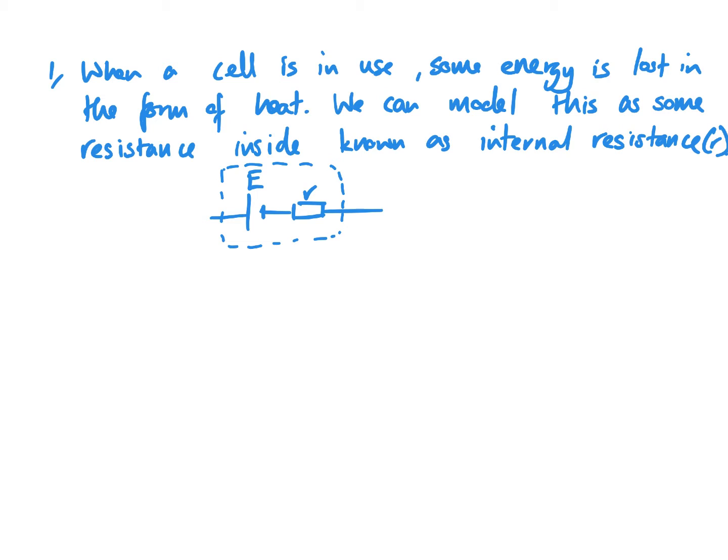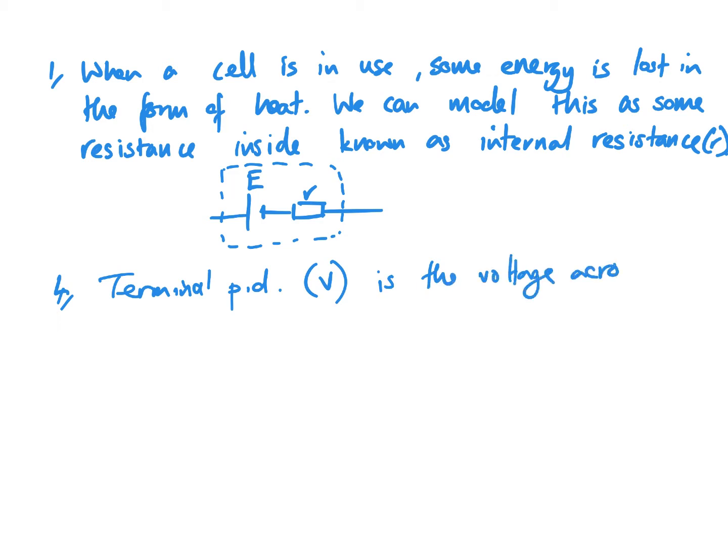I'm going to jump around the learning outcomes a wee bit. We'll define some of the concepts before we then go back and fill in the other parts. So the terminal potential difference is given the symbol V. It is the voltage across the terminals of the cell, i.e. what's actually supplied to the circuit.